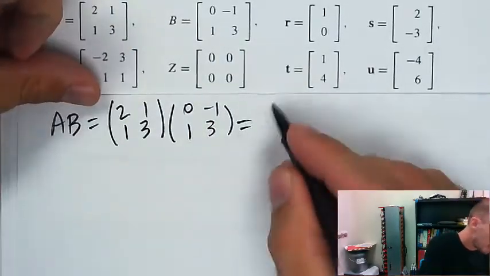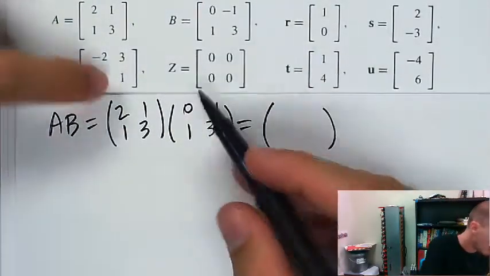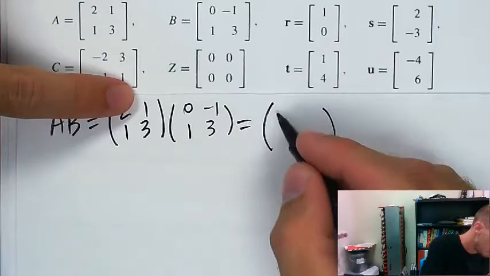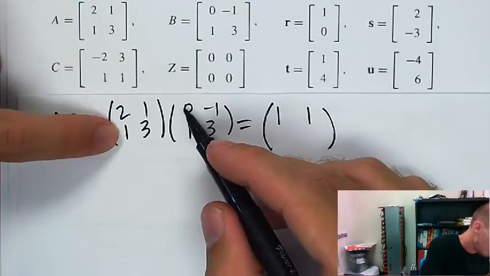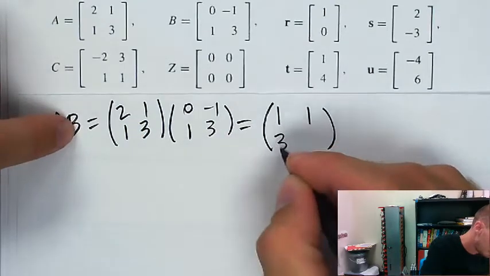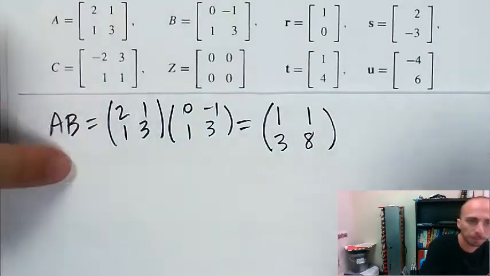oh, right, and that's going to be, I know that's going to be a 2 by 2 times 2 by 2. That's going to give me back a 2 by 2, so I'm going to say 0 plus 1, negative 2 plus 3, 0 plus 3, and negative 1 plus 9. Okay, that's AB.